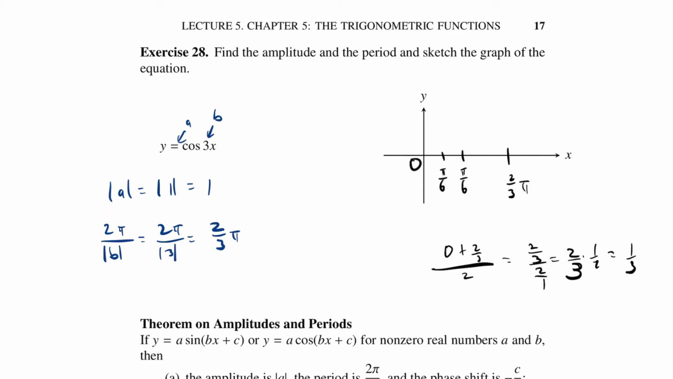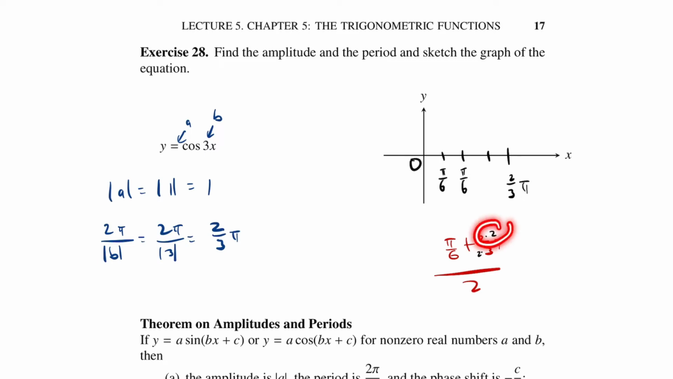All right, and now we've got to find one more midpoint. That would be the one in between pi over 6 and 2/3 pi. So let's do the math there. The midpoint is going to be the sum of pi over 6 plus 2/3 pi divided by 2. The LCD is 6, so that's going to be 4 plus 1 is 5. 5/6 pi over 2, which means multiply by 1/2, and you're going to get 5/12 pi.